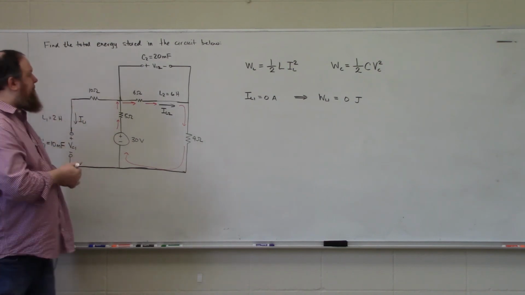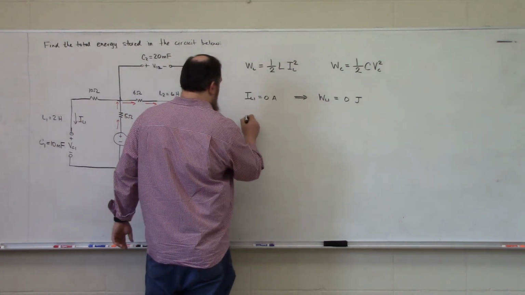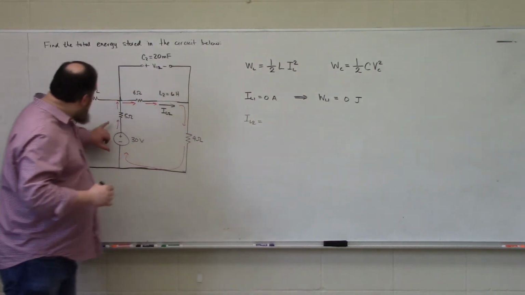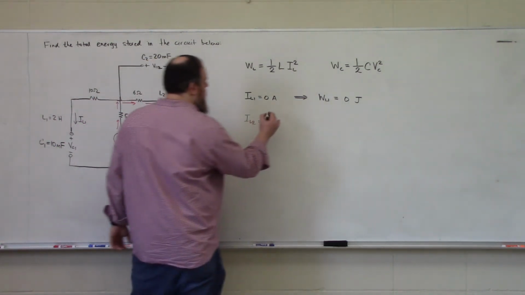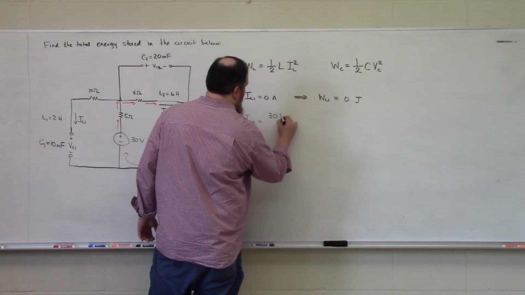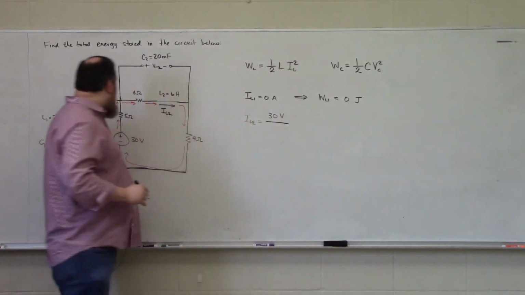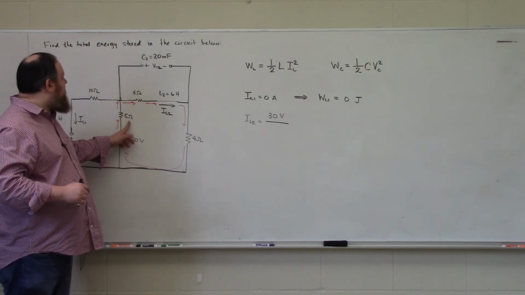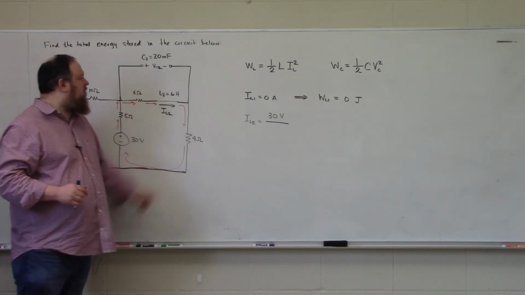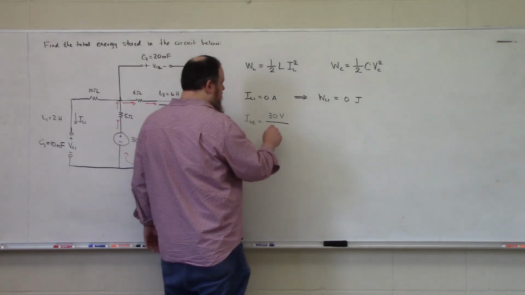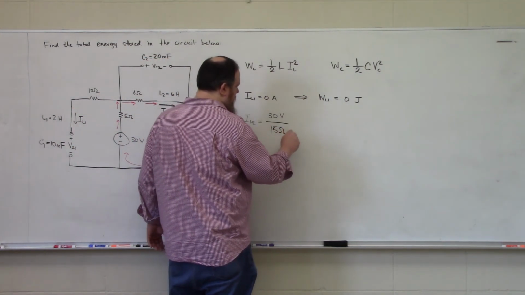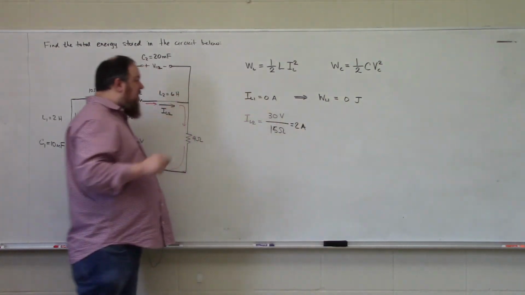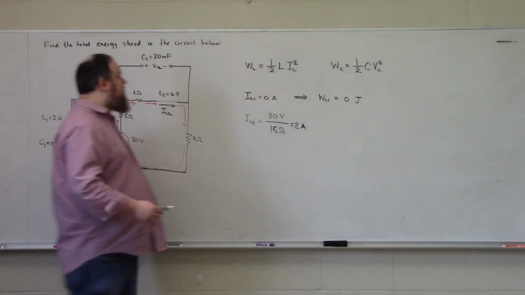So from that, IL2 is going to be the voltage drop, 30 volts, divided by the total series resistance seen by the current. 5 ohms plus 6 ohms plus 4 ohms looks like 15 ohms to me. So our inductor current IL2 is 2 amps.